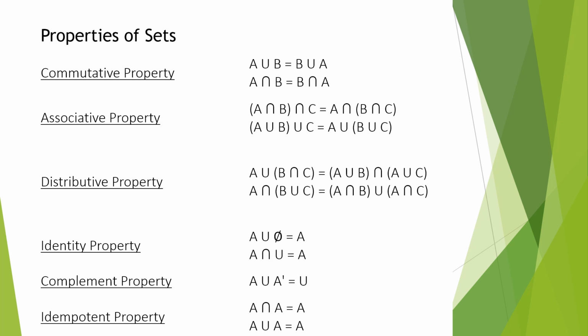And when you take the intersection of any set with the universal set, because the universal set is the whole set on which a set is defined, its intersection will be the set itself. Complement: A union A complement will give the universal set. As I told you before, if your universal set is the set of even positive integers between 1 and 10, then the complement is the odd positive integers. So when you take the union, you will get all the integers between 1 and 10.